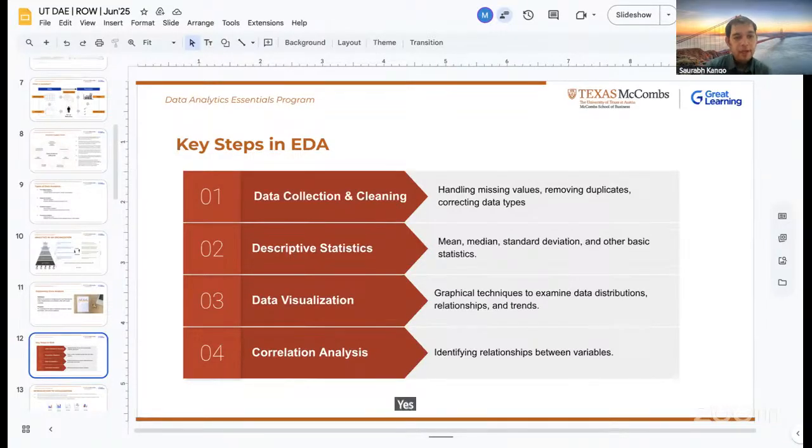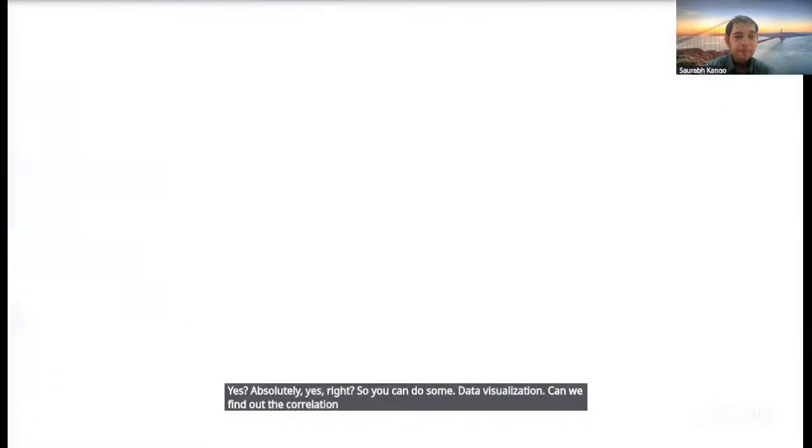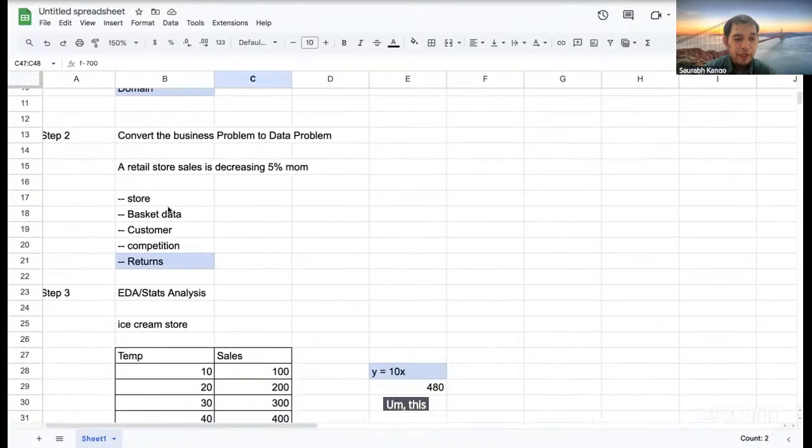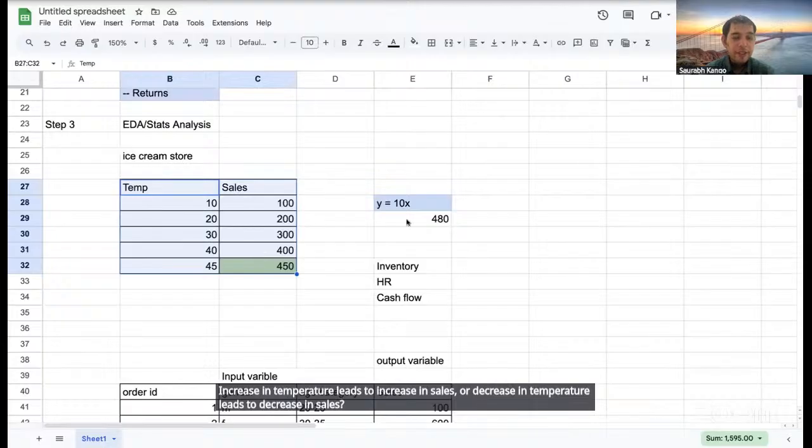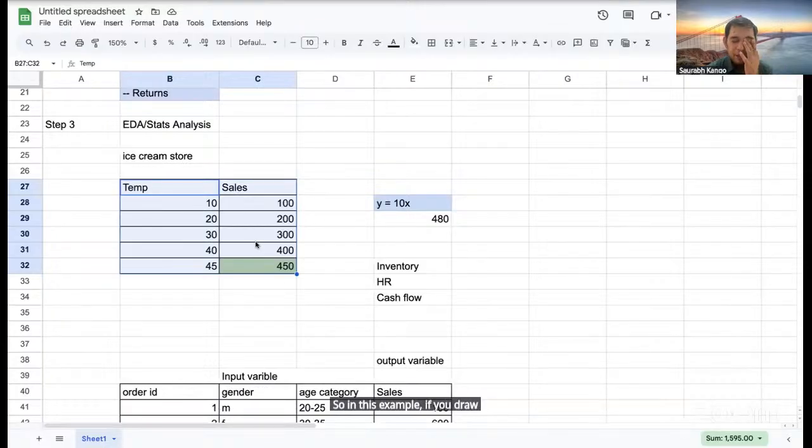Yes, absolutely yes, right? So you can do some data visualization. Can we find out the correlation? For example, this example was of correlation. Can I say that the sales and temperature are correlated to each other? Increase in temperature leads to increase in sales, or decrease in temperature leads to decrease in sales? So in this example, if you draw a scatter plot kind of a thing, will it tell you whether there's a correlation that exists between the two variables?